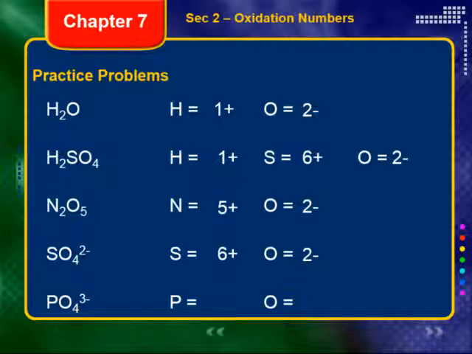Using the same strategy for this phosphate here, I look at the most electronegative atom, which is oxygen, and give that -2. And in order to have an overall oxidation state of -3 like the phosphate does, that phosphorus needs to be a +5.